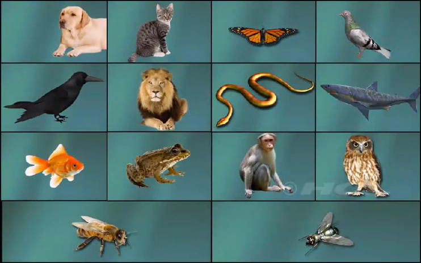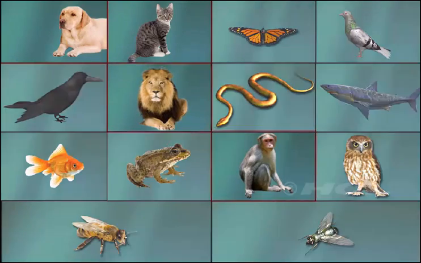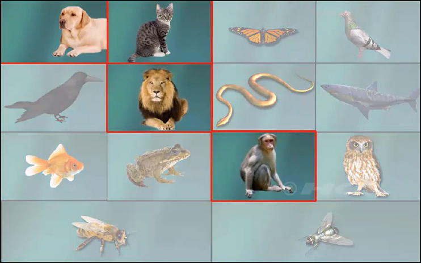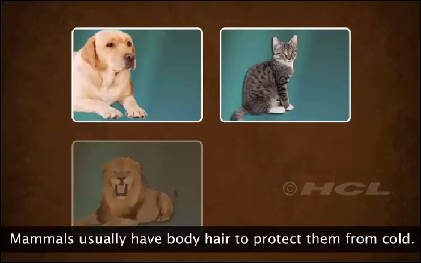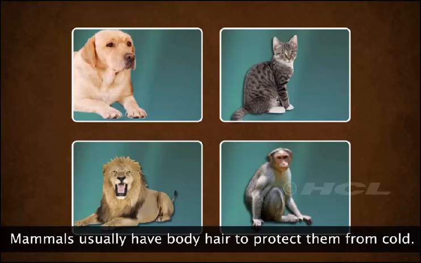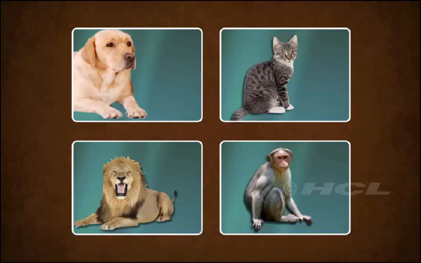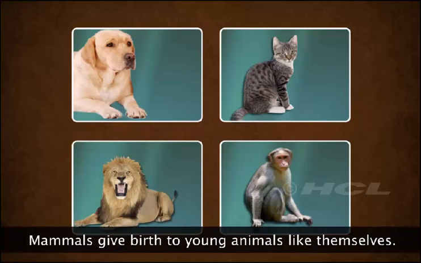Let's take another look at some of the animals we know. Some animals have hair on their bodies to protect them from heat and cold. These animals are mammals. Mammals give birth to young animals like themselves.